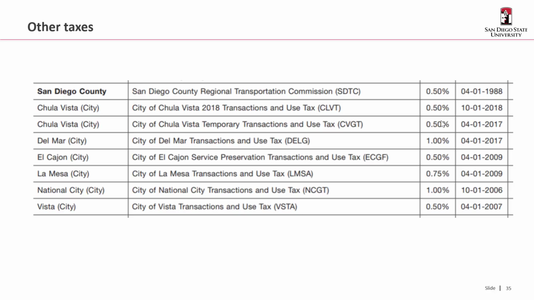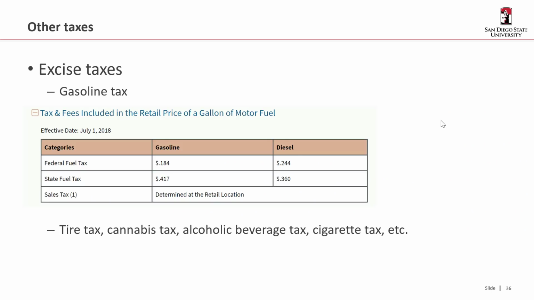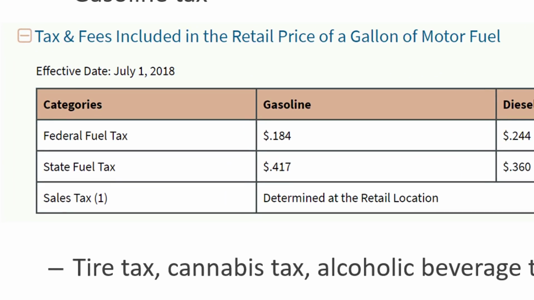These are all additional taxes that are layered in on top of what we've already seen on the last slide. There are also excise taxes. So probably the biggest excise tax that we see as consumers is the gasoline tax. As of July 2018, there's an 18-cent tax on federal fuel, per gallon. The state charges almost 42 cents a gallon. And then there's also a sales tax layered on top of that.